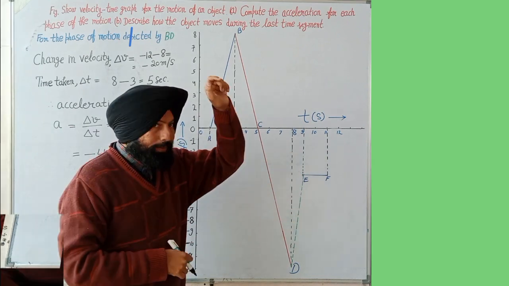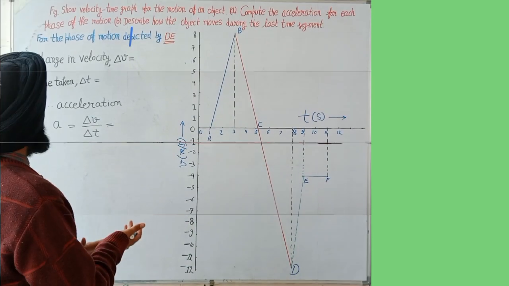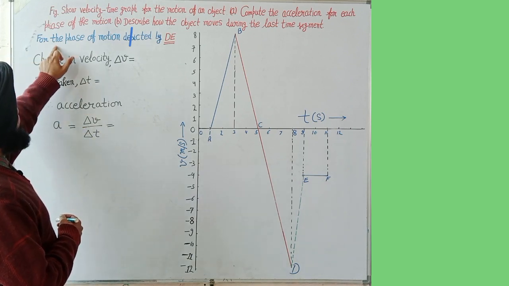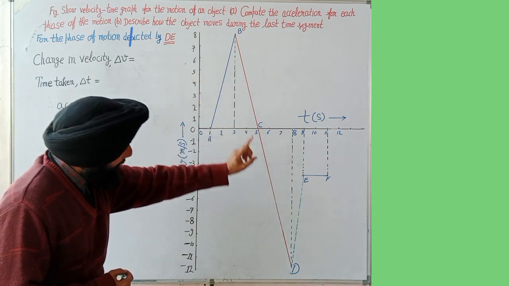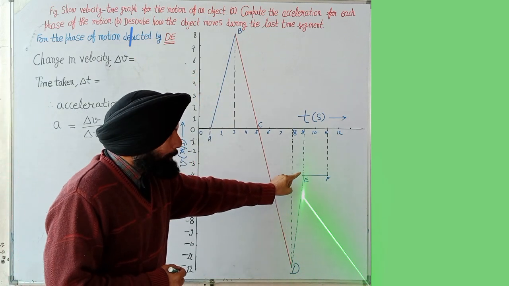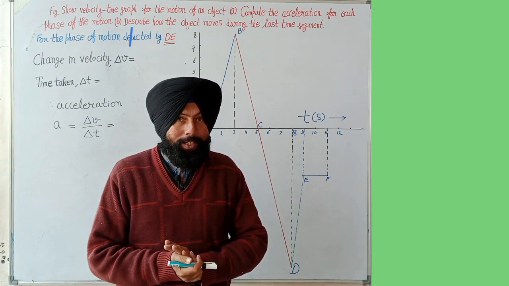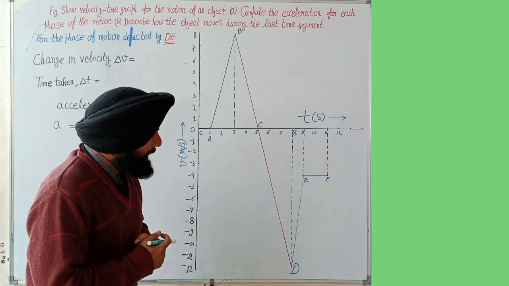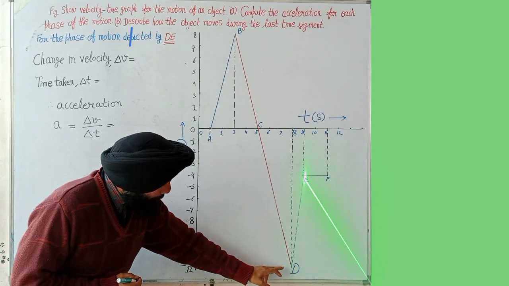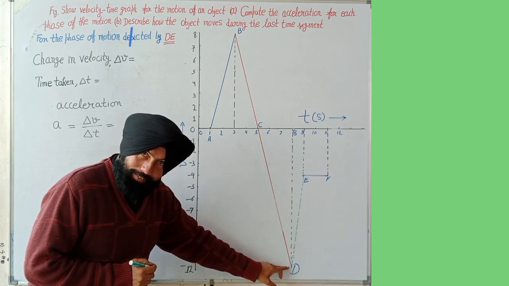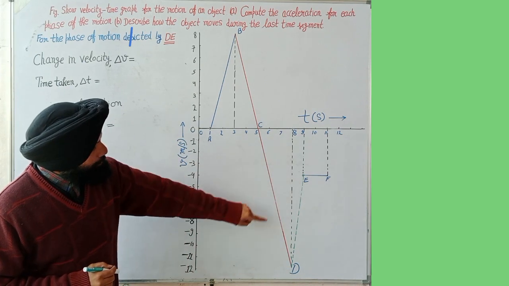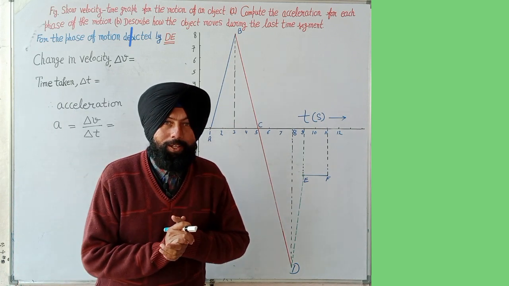Now students, in the next step we will find the acceleration from D to E. Now students, we are calculating the acceleration for the phase of motion depicted by D to E. Now you have to look carefully at point D, that is the initial velocity, and point E, that is the final velocity.